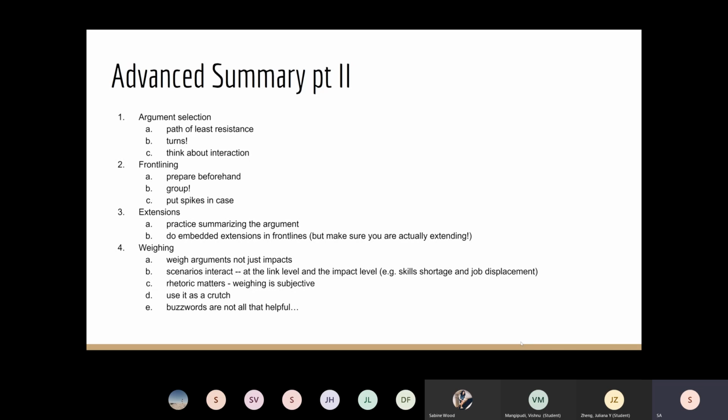And then third is extensions, like practice summarizing the argument. We can do some drills for it later if we have time. And then weighing, this is more advanced stuff, which is weighing the arguments, not just impact, which is meta weighing. Scenarios interact. You can break it down to weigh at the link level and the impact level. Also remember to use rhetoric because weighing is subjective. A lot of people tend to use buzzwords for weighing, but they're not actually all that helpful. So keep rhetoric in mind when you're giving summary, because this is the one part of the round where it completely goes off script.